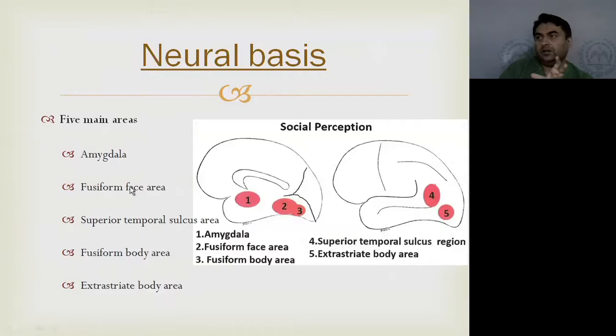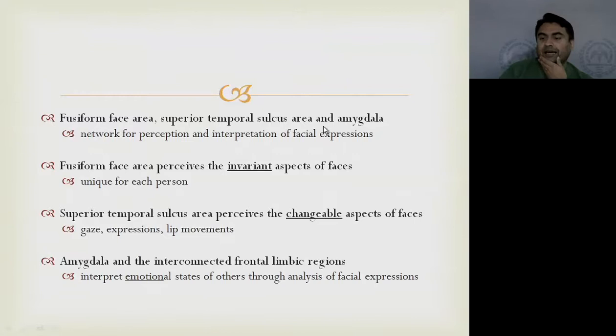So the first three, amygdala, fusiform face area, and the superior temporal sulcus area are involved in the facial recognition. And the last three are the same, the superior temporal sulcus again, the fusiform body and the extrastriate body area are involved in the body recognition and expression recognitions. The fusiform face area, superior temporal sulcus and the amygdala are for the perception and interpretation of facial expression.